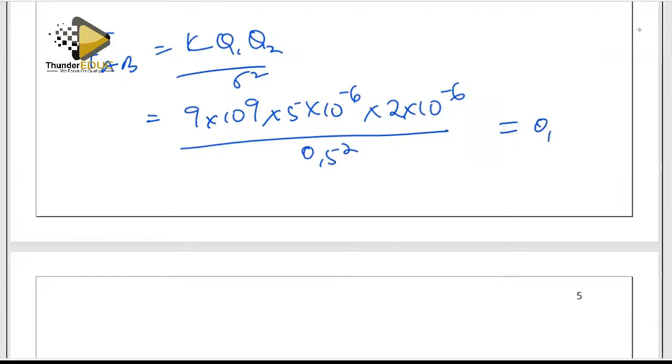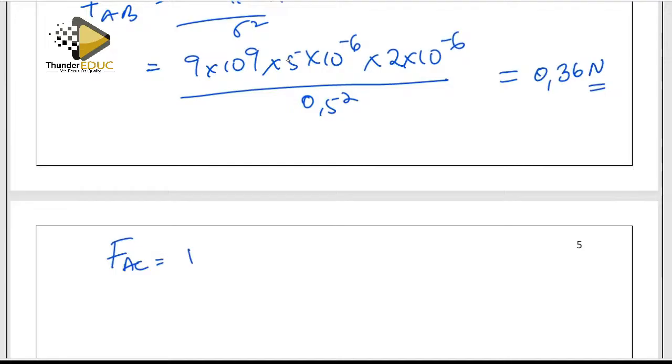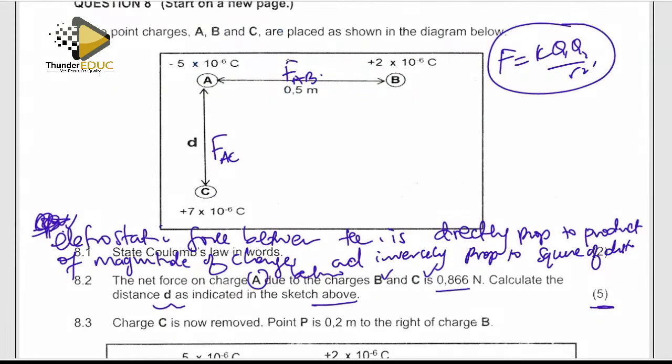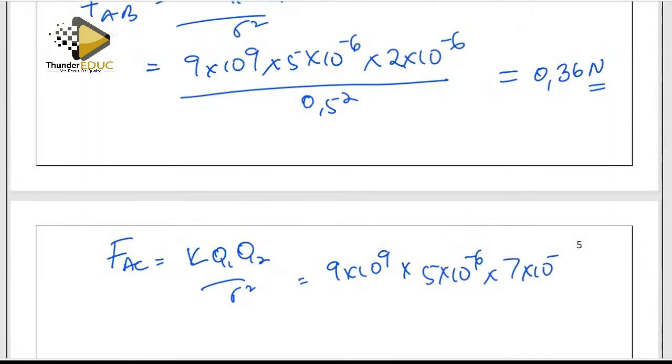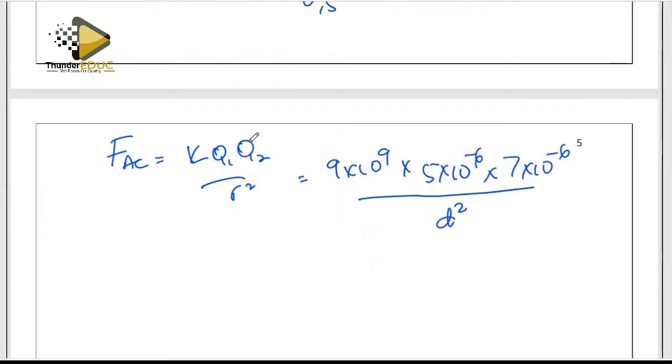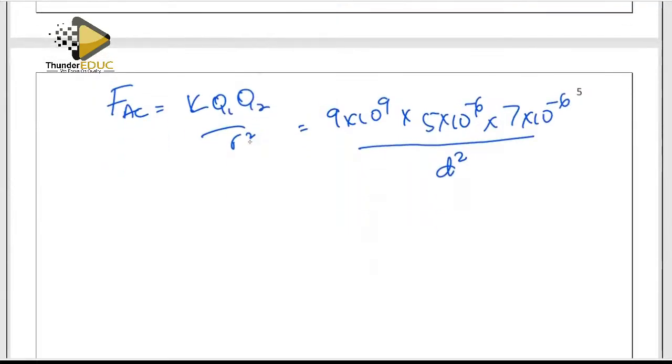So this gives me 0.36 newtons, okay? Then the force FAC is going to be the same. It's going to be kQ1Q2 over r squared, which is 9 times 10 to the 9 multiplied by the 5 times 10 to the negative 6. Then this charge is 7 times 10 to the negative 6. We're dividing it by d squared. Okay, so when I simplify this, I'm getting something like 0.315 over d squared. So this is the force of AC.